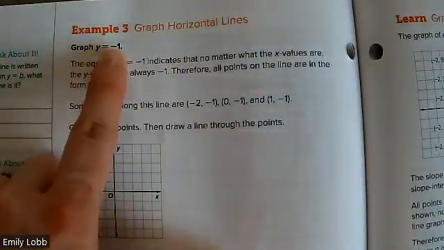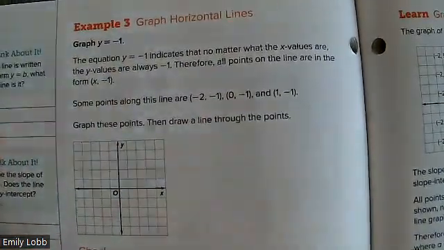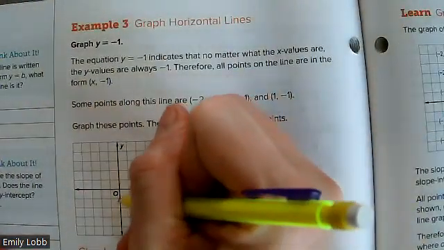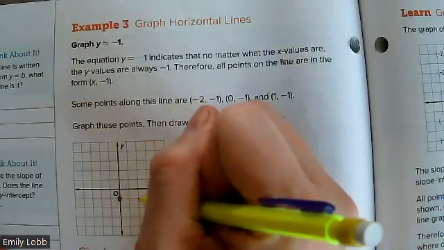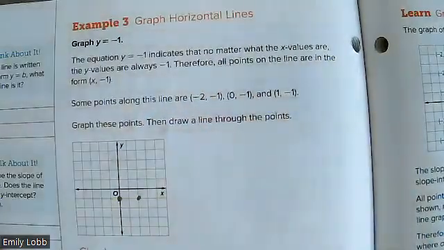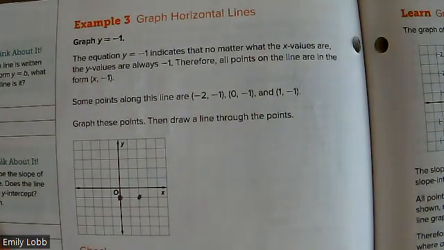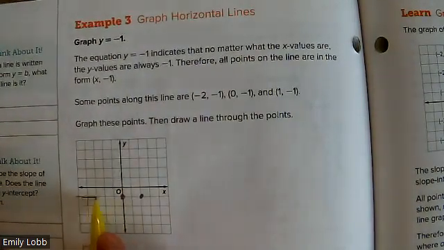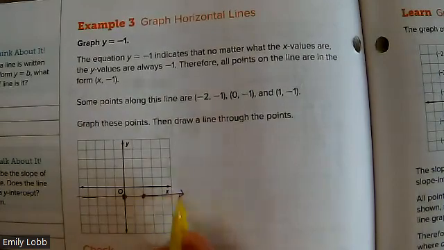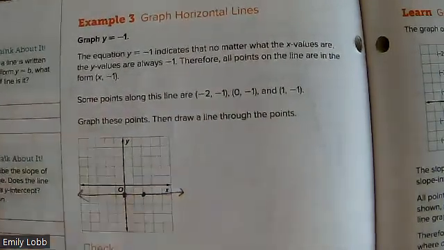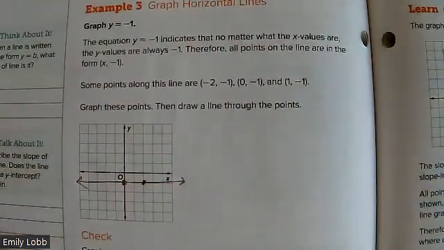All right, here's the equation: y equals -1. Does y equal -1 here? Does y equal -1 here? So we have 2 points. Can't we draw a line now? That's all we have to do. That's it. Do you like horizontal lines?